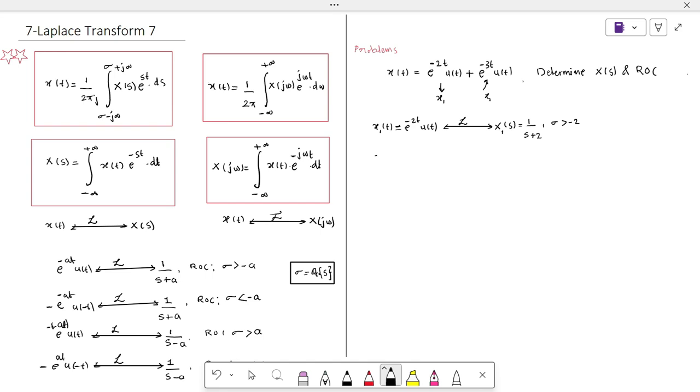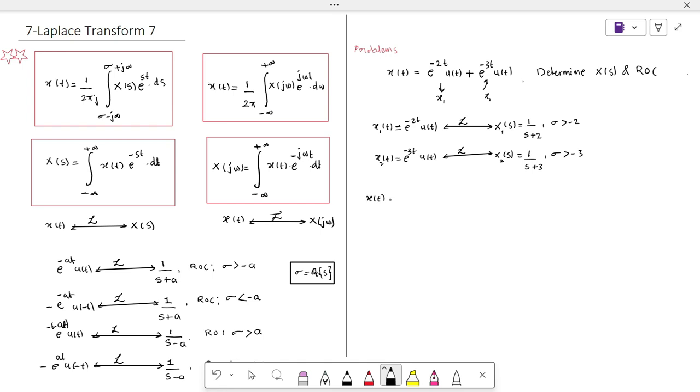And the second component x2(t) equals e^(-3t) u(t), so this is X2(s), the same, 1 by s plus 3. Its region of convergence is sigma greater than minus 3.